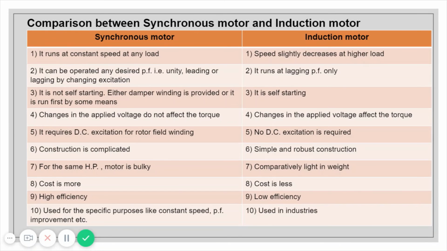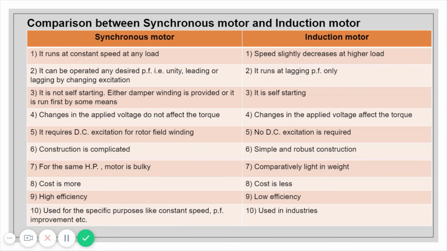Synchronous motor runs at a constant speed at any load, but induction motor speed slightly decreases at a higher load. Synchronous motor can be operated at any desired power factor, unity, leading or lagging, by changing excitation. Induction motor runs at only lagging power factor. Synchronous motor is not self-starting; either damper winding is provided or it is run first by some means. Induction motors are self-starting.